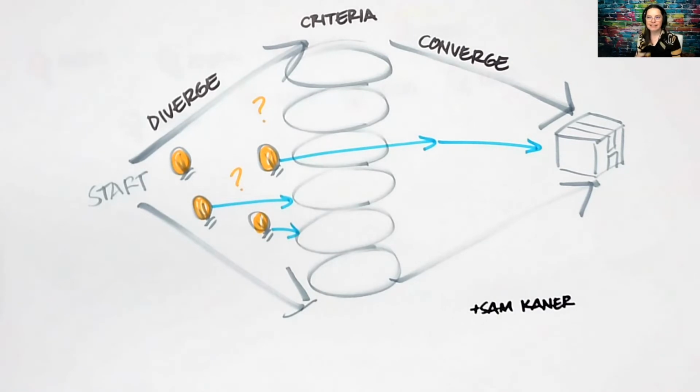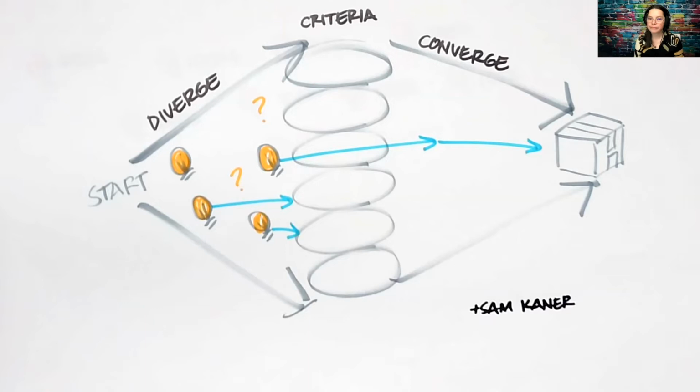So that's a little bit of a sideways tour I gave you of Sam Kaner's work in terms of diverging and converging. Does anyone have anything to add or questions about that? Because we're going to go back to the visual we were just creating and go a little bit further.